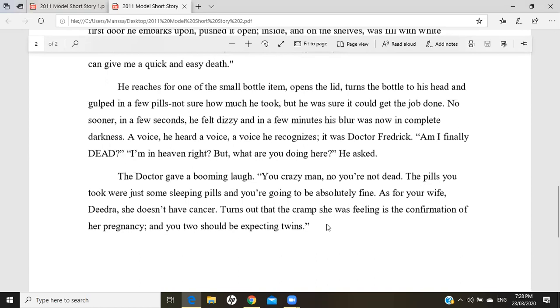And then we thought that, okay, he took the pills. Yeah, he died too. So in the story, they both died. And then we had this surprise ending where he ended up living and she ended up living too, being pregnant with twins.